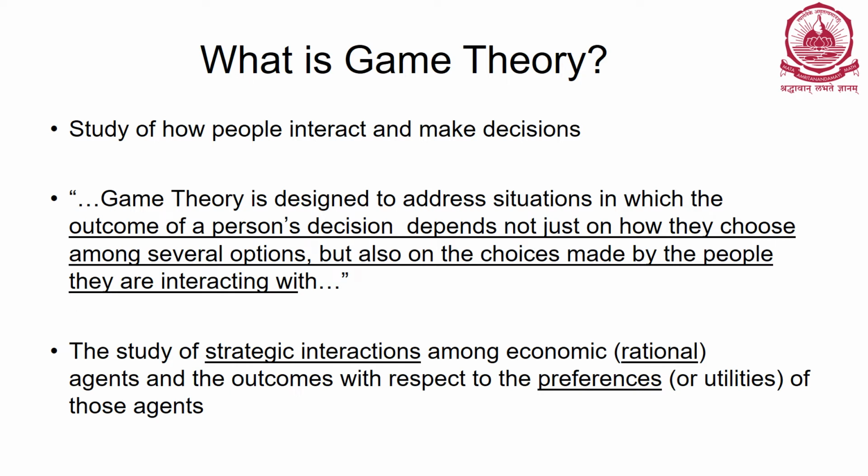So formally, game theory is designed to address situations in which the outcome of a person's decision depends not just on how they choose among several options, but also on the choices made by the people they are interacting with. It is the study of strategic interactions among economic agents and the outcomes with respect to preferences. So the players are rational, and we study the strategic interactions where interaction happens with certain strategies applied. And we also look at the different preferences of different players, the agents, and that is indicated through the utilities that they get.